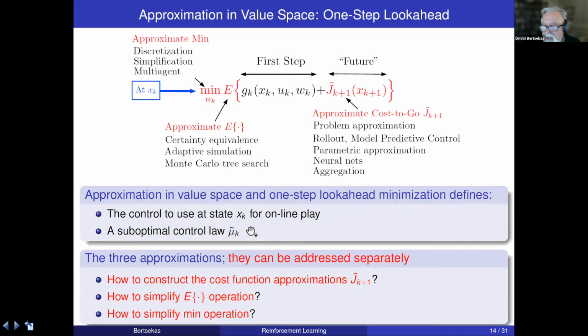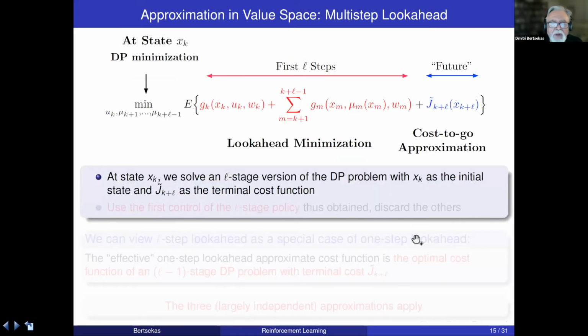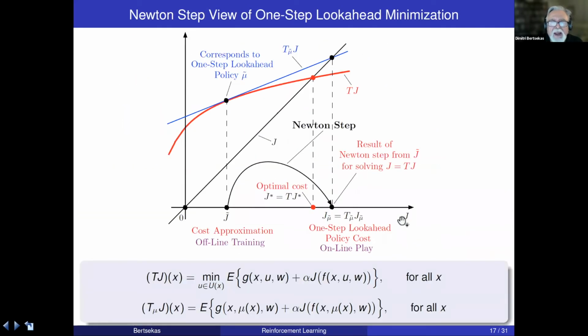We want this cost function to be small, to be good. How does the choice of j tilde affect the quality of the look-ahead policy that we obtain? And this is where the Newton interpretation comes in, and that's what we talked about in the previous lecture. There is this figure which relates j tilde, the cost approximation that you use, to j mu tilde, the cost function of the look-ahead policy.